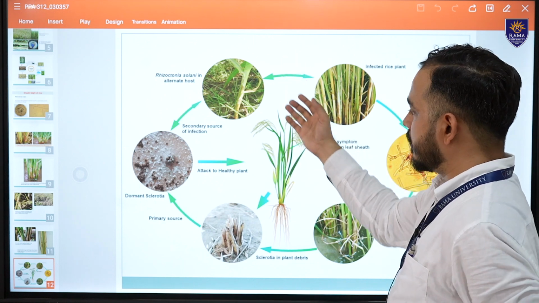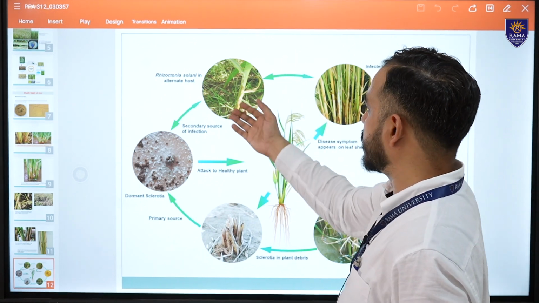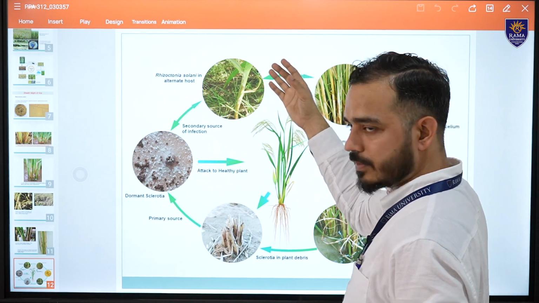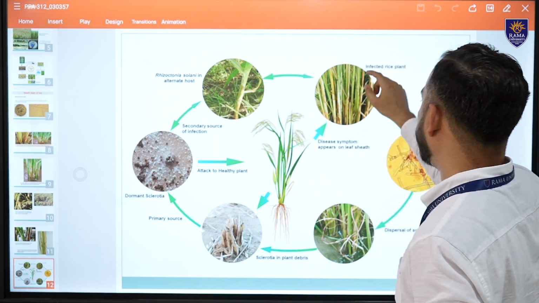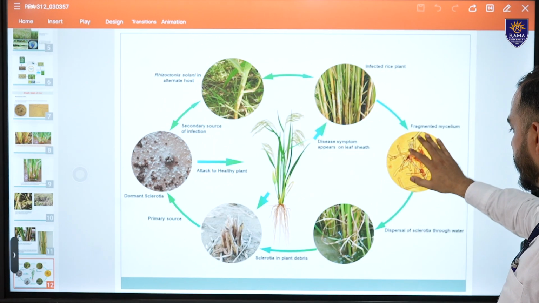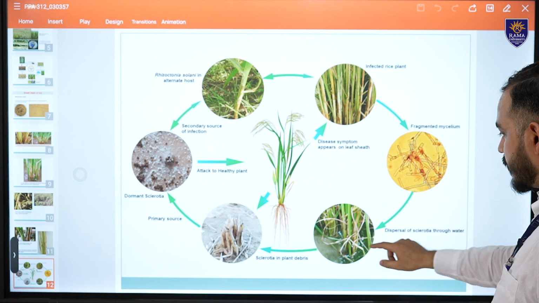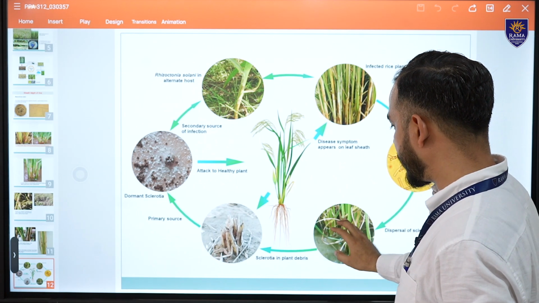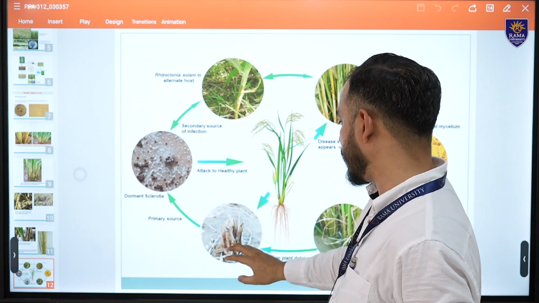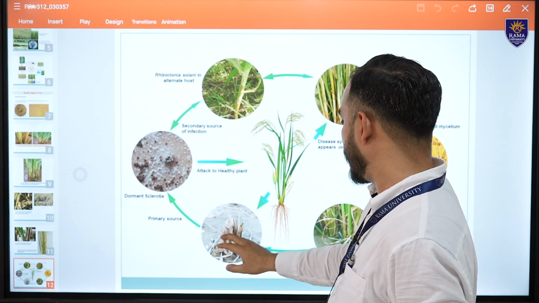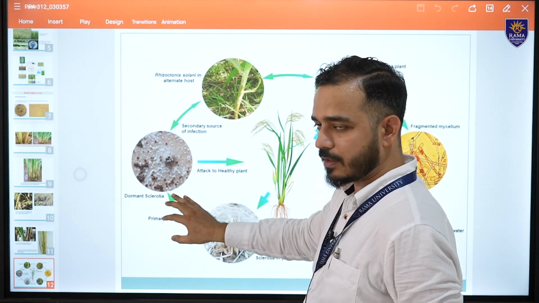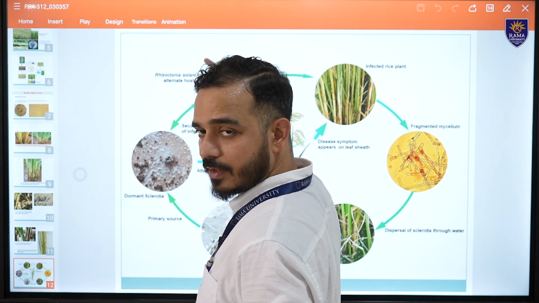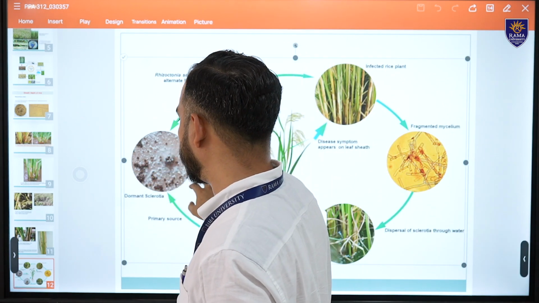This is about the disease cycle. Rhizoctonia solani, alternate host or sclerotia on the ground infect the rice plant, fragmented mycelium, dispersal of the sclerotia through water. Irrigation water can also disperse the sclerotia, and ultimately sclerotia on the plant debris will serve as a primary source of inoculum, and this will infect the next crop in the next season.